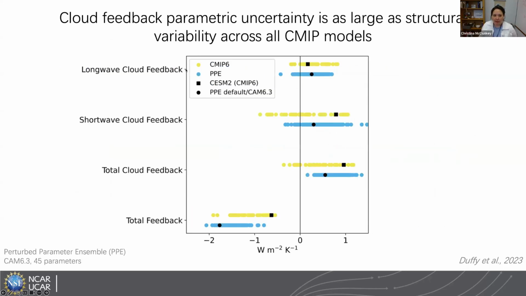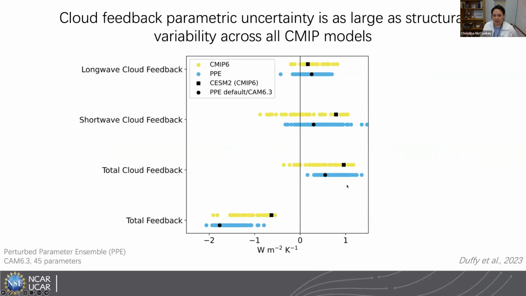We also know that we can run what's called PPEs, perturbed parameter ensembles. These are where we run the model with different parameter settings. Models, of course, have a bunch of different parameterizations, and we can modify those parameters and run the model many, many times. What that allows us to understand is what's called parametric uncertainty versus structural uncertainty in a model, which is what CMIP is providing.